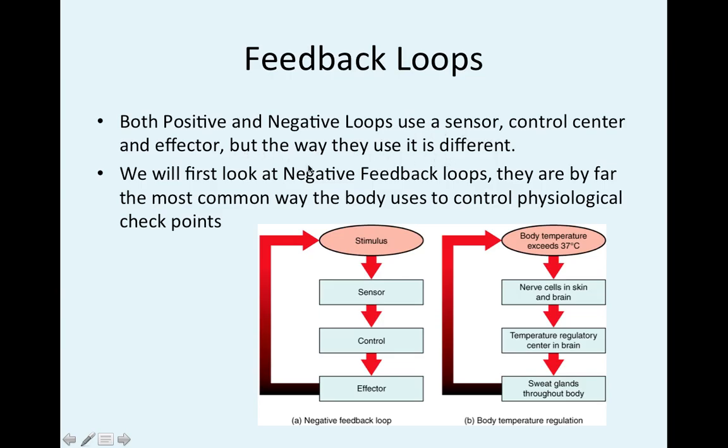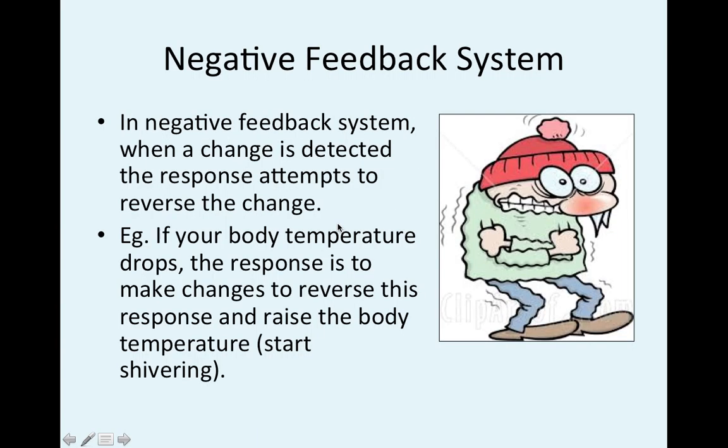Both positive and negative loops use a sensor, control center, and effector, but the way they use them is quite different. We're first going to look at the negative feedback loop because it is by far the most common. In a negative feedback system, and this is the key, you may want to highlight this if you're printing out these notes: when a change is detected, the response attempts to reverse that change. So if your body temperature drops, the response is to raise the body temperature. If your body temperature went too high, a negative feedback loop would try to lower it. So it always does the opposite of what just happened.